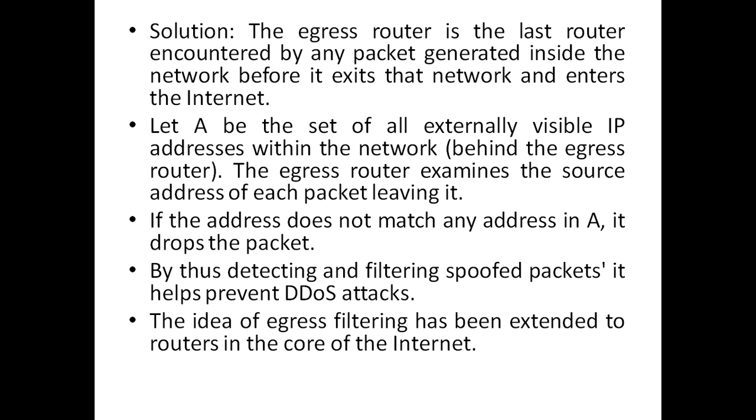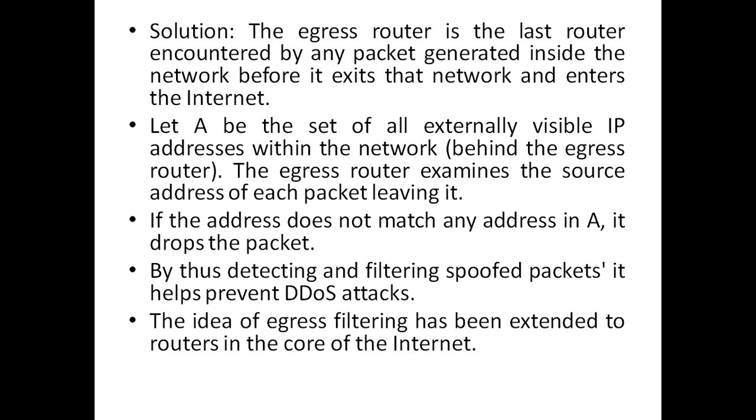What the egress router does is maintain a database of all externally visible IP addresses within the network. When a packet comes, the address field of the packet is matched with the addresses available in A. If the match happens, the packet will be forwarded. If the address does not match, then the packet is dropped. By detecting and filtering spoofed packets, it helps prevent distributed denial of service attacks.